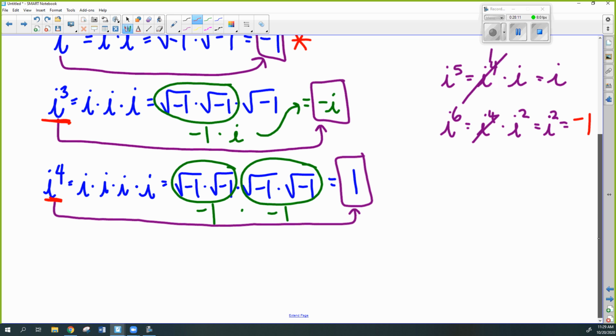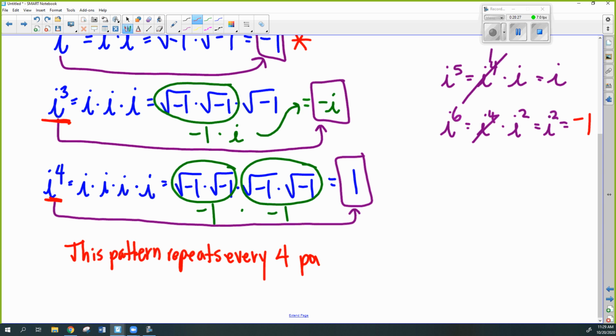Here's the big idea. This pattern repeats every 4 powers. Okay, this pattern repeats every 4 powers. So the 4 answers, I, negative 1, negative I, and positive 1 are the only 4 answers you're going to be able to give me.